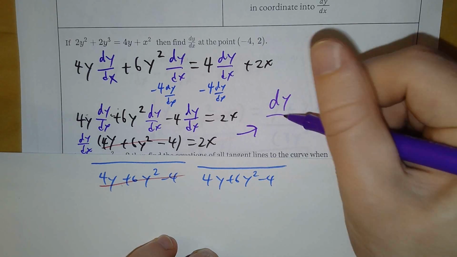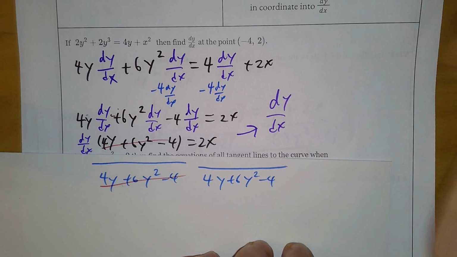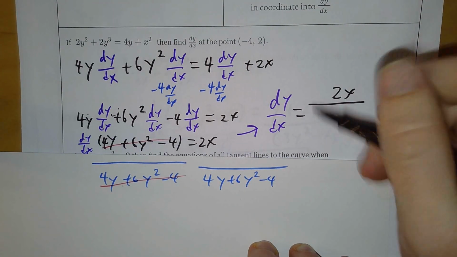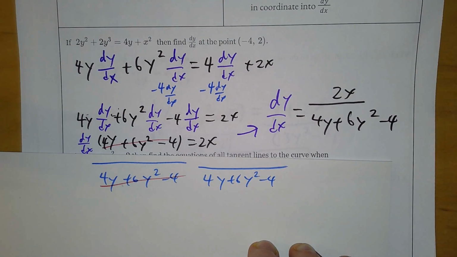dy/dx equals 2x over 4y plus 6y squared minus 4. From here, so we implicitly differentiated. You should be getting a little bit more familiar with that by this point.